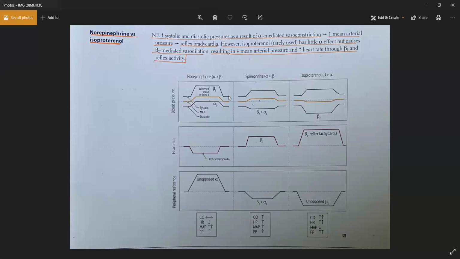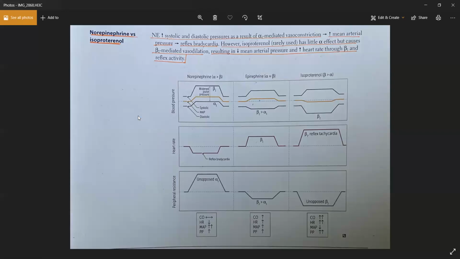So it's basically the cardiac output, heart rate, and the TPR that affect the systolic blood pressure, and it's only the TPR that affects the diastolic blood pressure. Only the TPR affects the diastolic blood pressure.